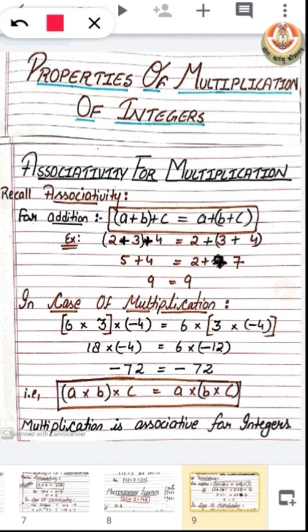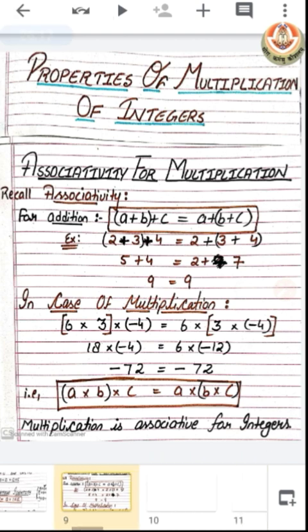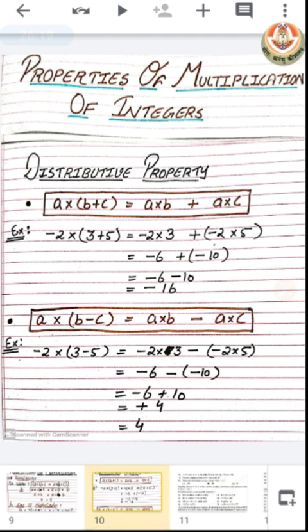Associativity of multiplication says when we multiply three numbers, whether we multiply the first two and then multiply their result with the third one, or we multiply the last two and then multiply its result with the first one, we get the same answer. So multiplication is associative for integers. Okay class? Now the last one is the distributive property.